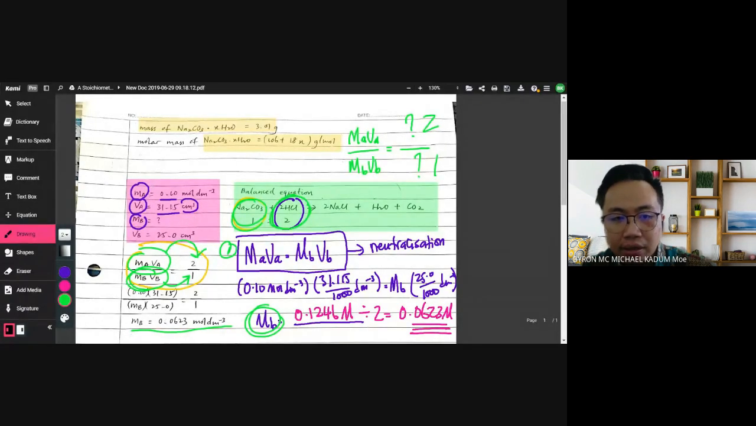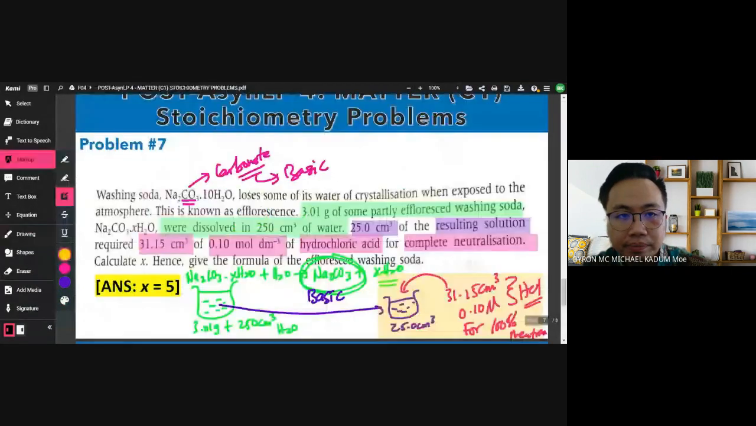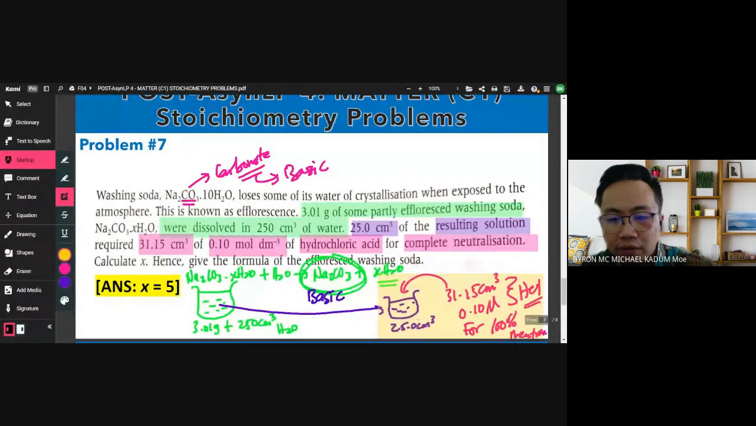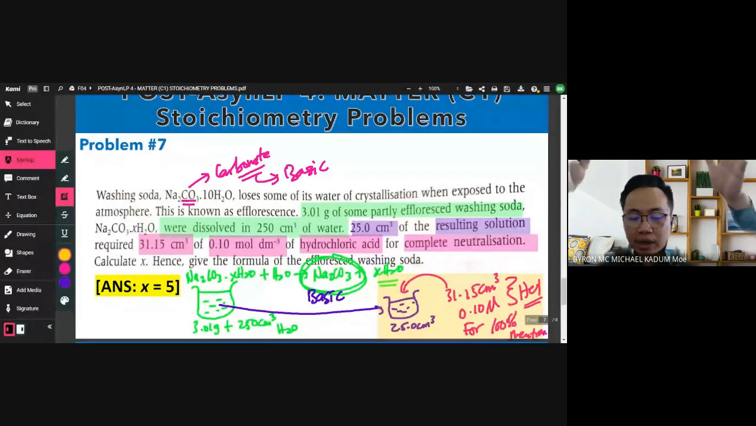Ini soalan bagi ya. Soalan sudah bagi molarity of acid 0.10. Soalan sudah bagi volume of acid 31.15. Okay. Dan soalan sudah bagi volume of base 25. Kenapa 25? Kalau kita patah balik ke sini, sebab cuma 25 ini sahaja yang dineutralizekan oleh acid, bukan 250. 250 ini adalah yang besar tu, dalam beaker yang besar. Tapi dia cuma ambil 25, dia pindahkan 25 ke beaker yang kecil.